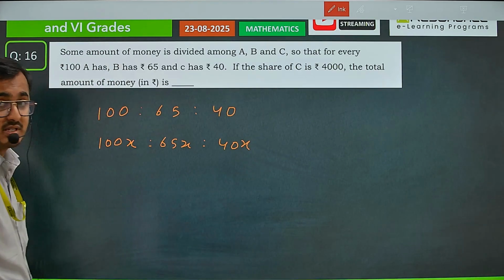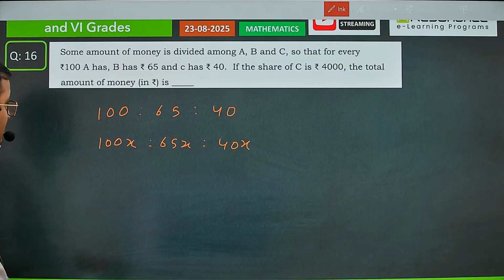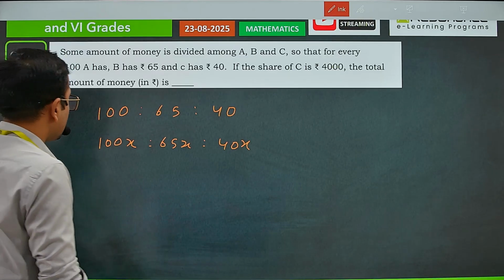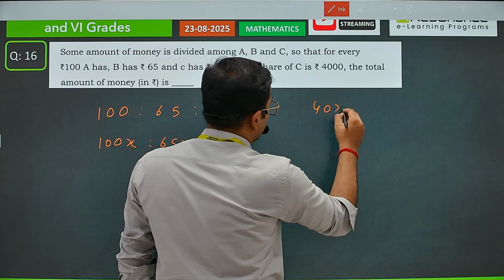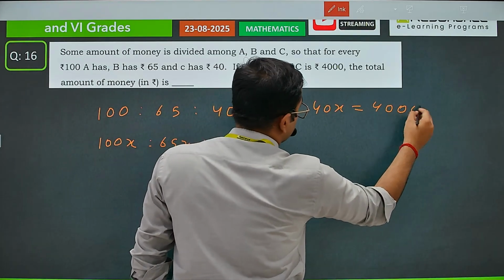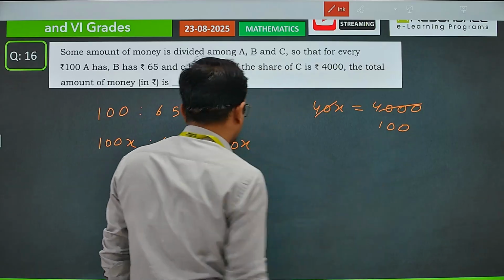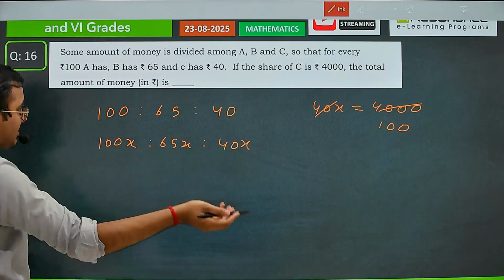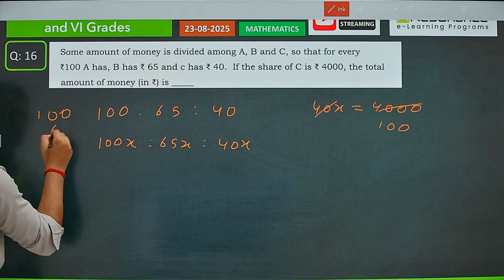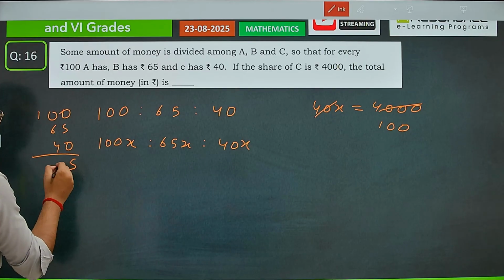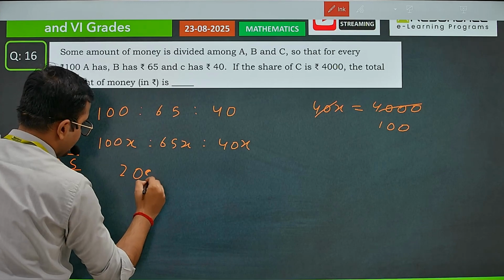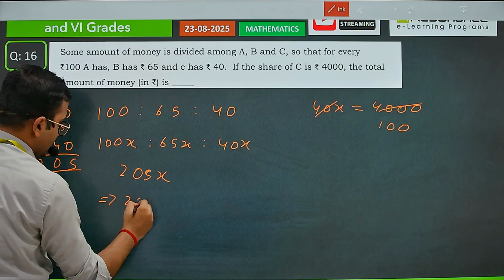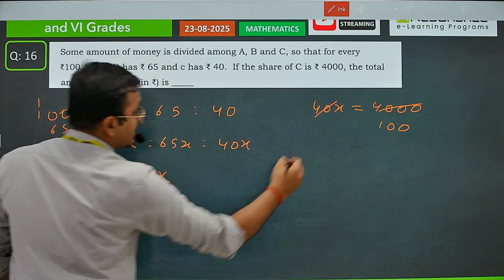Why am I saying not to simplify this further? Because this itself will make us a simple value. What we can do over here, because 40x, they are saying the share of C is 4000, therefore x becomes 100. Okay, so just add them up and multiply with 100. So 100, 65 and 40. So that is 5, 0, carry over 1, 205. So that is 205x, that's the total amount. That is 205 and x we got as 100.